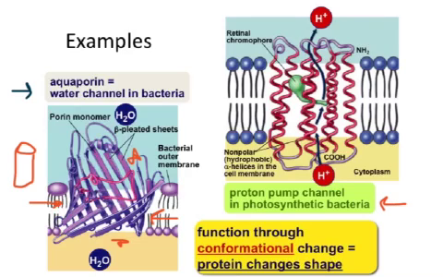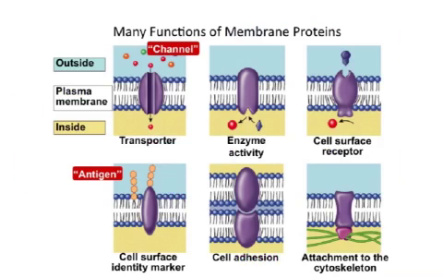This is a protein pump channel. Photosynthetic bacteria, also known as cyanobacteria, have this. And protons are charged, and therefore, even though they're small, they cannot go directly past the fatty acid tails of the phospholipids. So similarly, they're going to need to go through a protein channel.